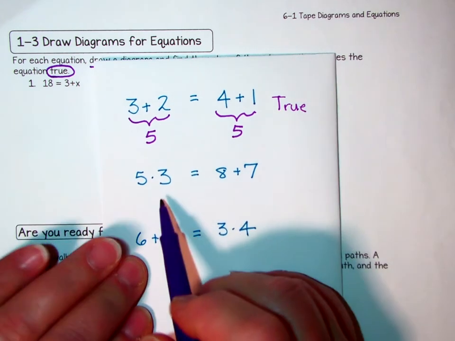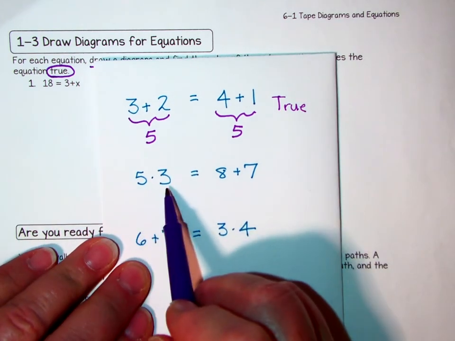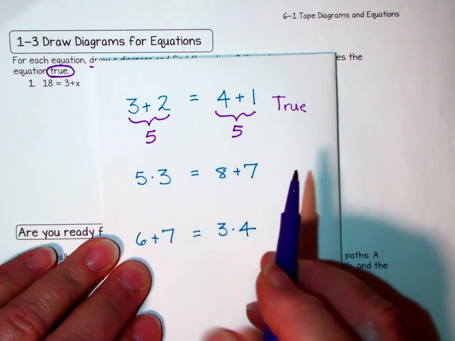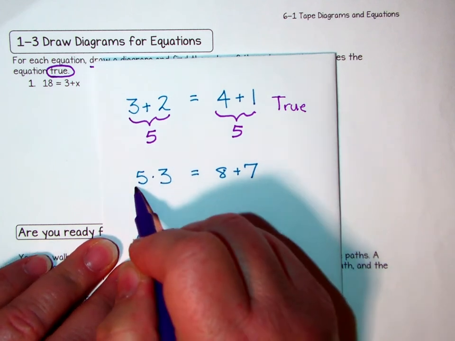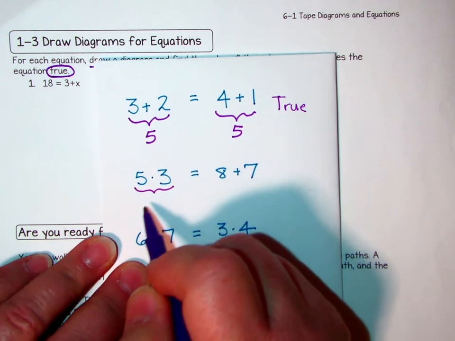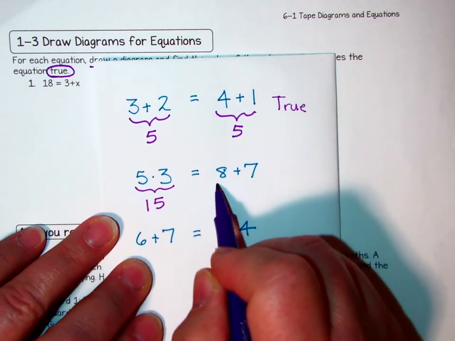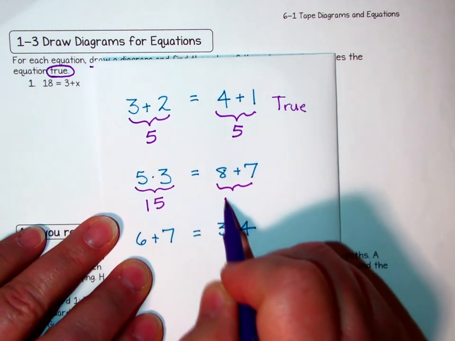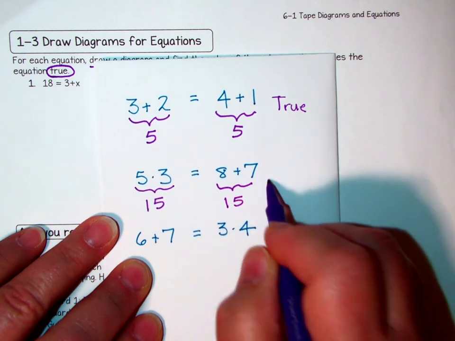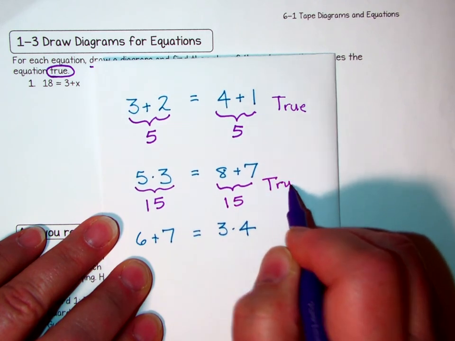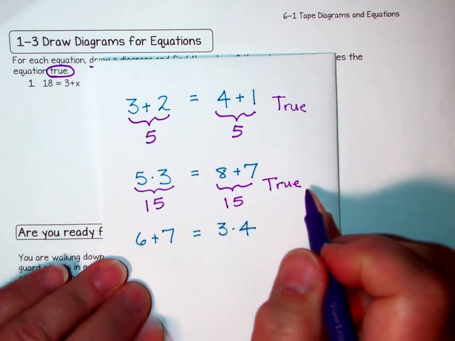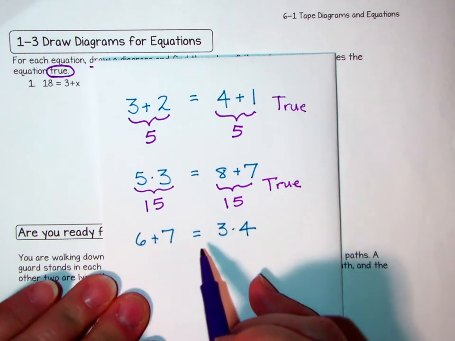Now let's look at the second one. We have 5 times 3 on the left side and 8 plus 7 on the right side. So on the left side, the value of 5 times 3 is 15. And if we go over to the right side, the value of 8 plus 7 is also 15. So this is a true equation. It's a true statement.